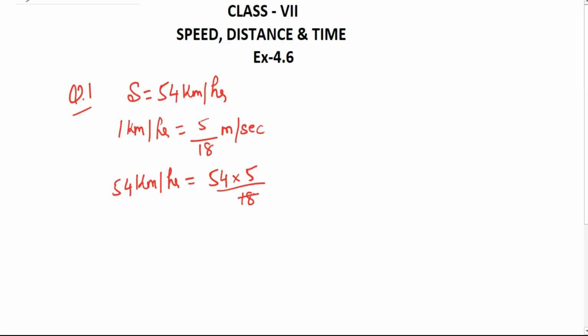You know that 18 threes are 54. So what will be the final answer? The final answer will be 3 fives are 15 meter per second. Now let us go ahead with the next question.